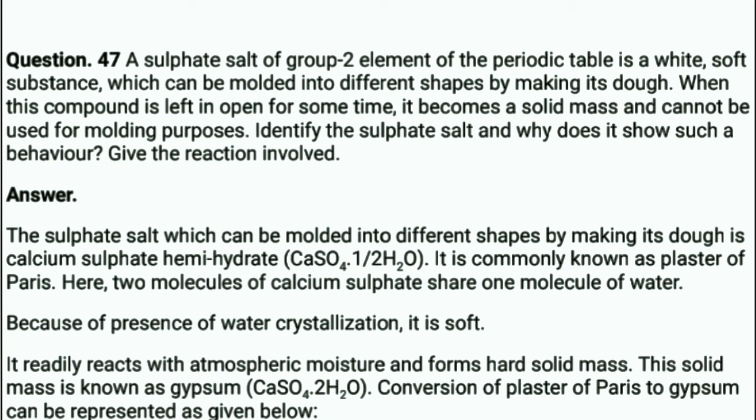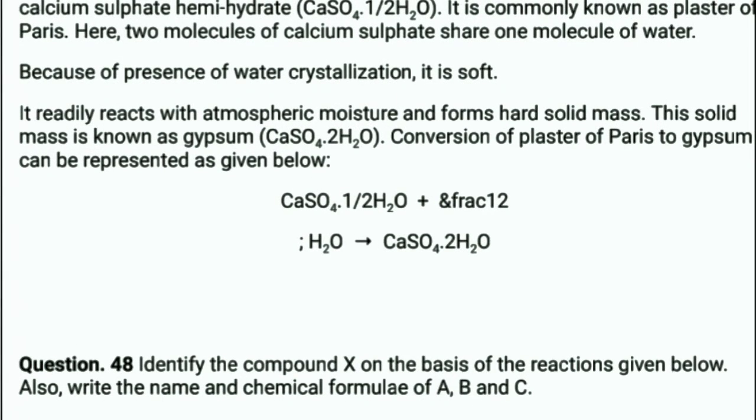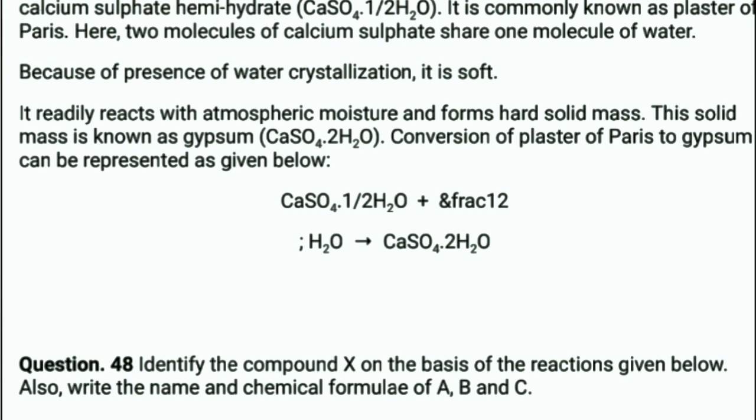Give the reaction involved. The sulfate salt, which can be molded into different shapes, is calcium sulfate hemihydrate, CaSO4·1/2H2O. It is commonly known as plaster of Paris. Here, 2 molecules of calcium sulfate share 1 molecule of water. Because of the presence of water of crystallization, it is soft. It readily reacts with atmospheric moisture and forms a hard solid mass. The solid mass is known as gypsum, CaSO4·2H2O. Conversion of plaster of Paris to gypsum can be represented as given below.